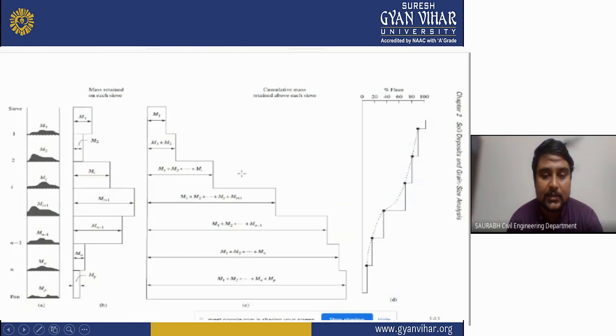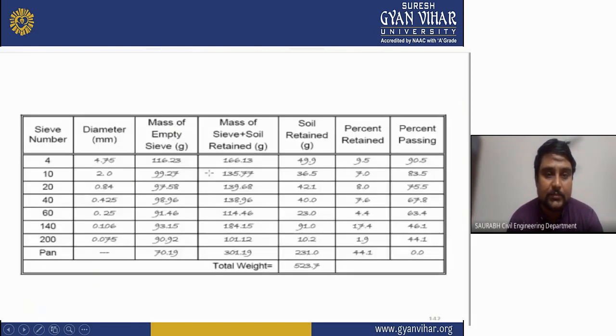And this is the graph showing the calculation for the determination of the final particle size in the soil. You can also say this is soil deposits and grain size analysis. Now this is a sample of test data where we have to do this kind of analysis. As you can see, the number 4 sieve, number 10 sieve, and these are the percentages passing from each sieve.